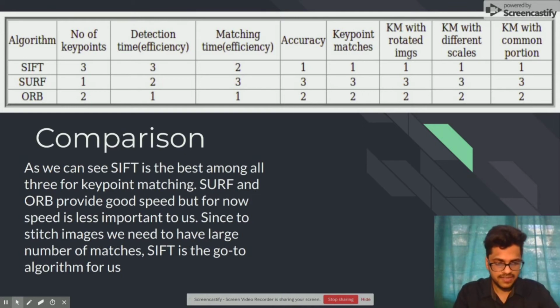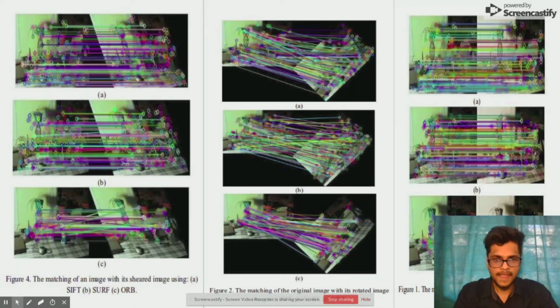The most important factor for us is the accuracy, and we can see in the table that SIFT provides the most accurate result as it matches the most key points in different conditions. Here in the different images, we can see that when we have rotated images, images with different intensity, and images with a lot of common region, SIFT gives us the most number of key point matches.